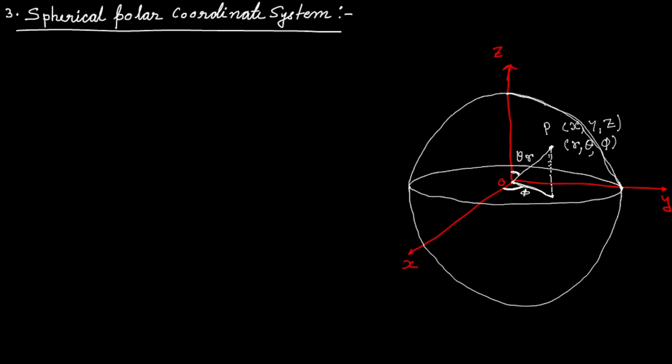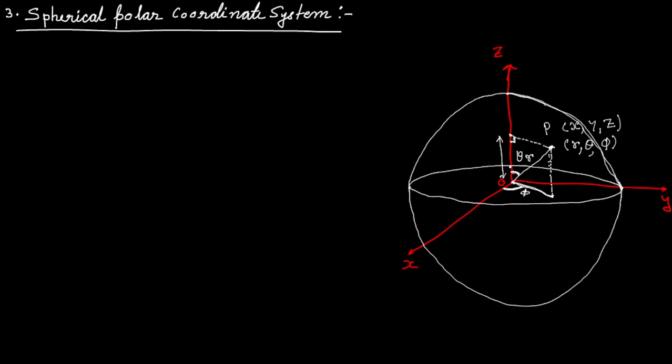So in order to write the value of x, y, z in terms of R, theta, phi, what we have to do? We have to take the projection of this R vector on the x-axis, y-axis, and z-axis. So let me first take the projection of this R on the z-axis. For that, we can draw a perpendicular line from point P on the z-axis. So this angle is 90, and this will be the projection length of R on the z-axis.